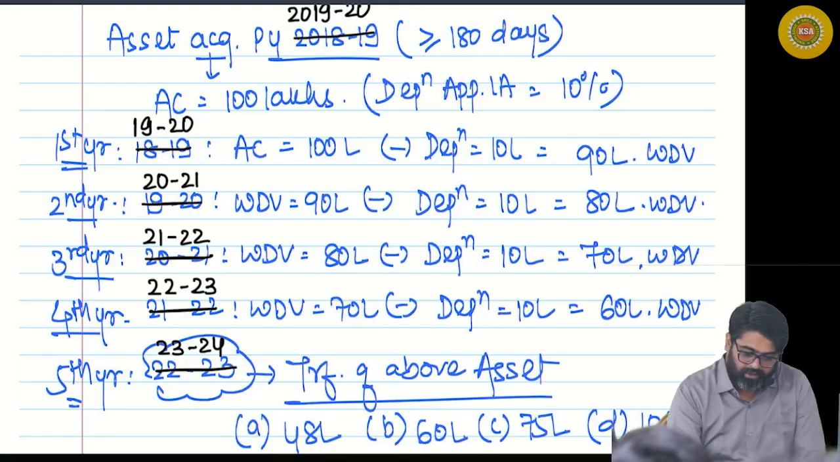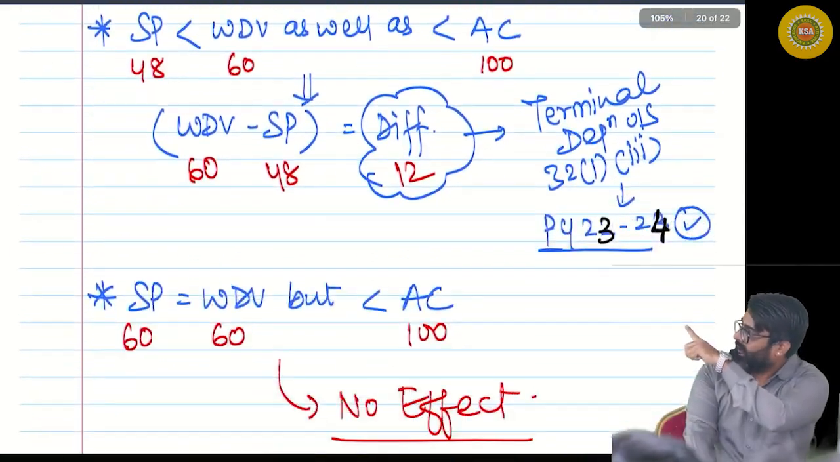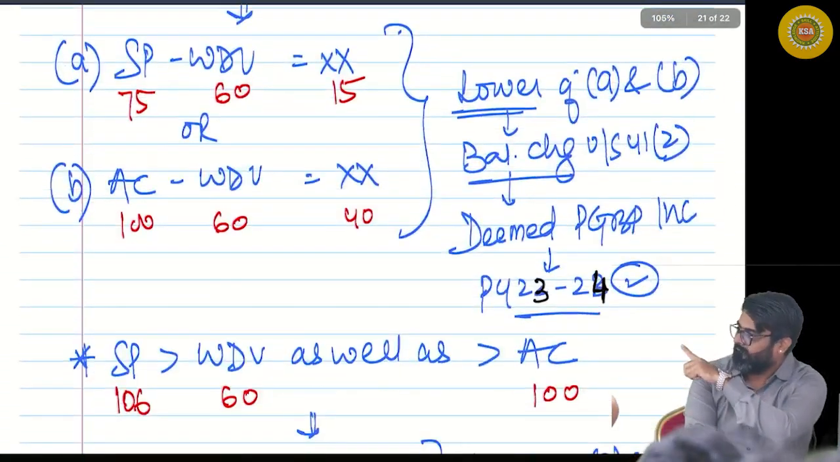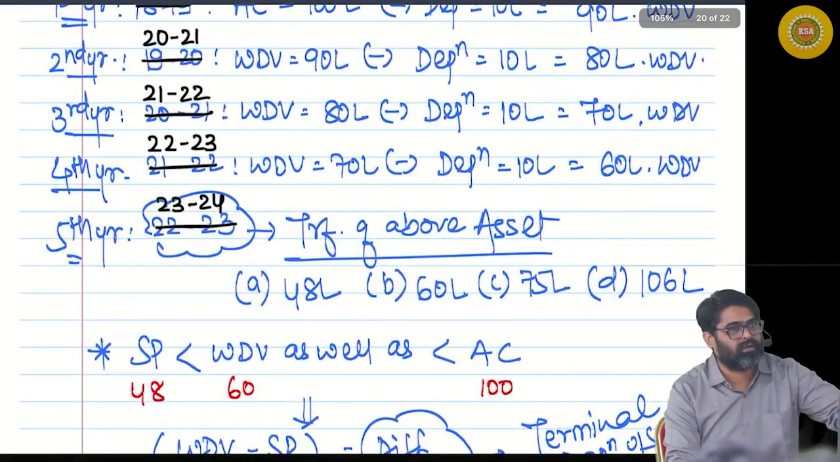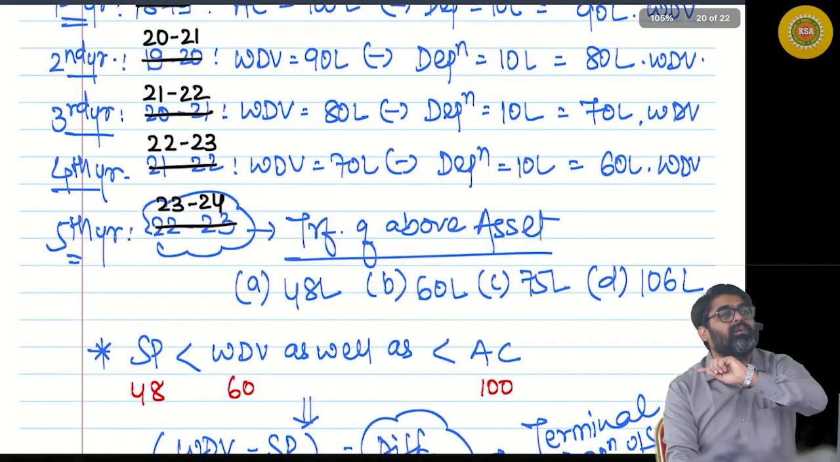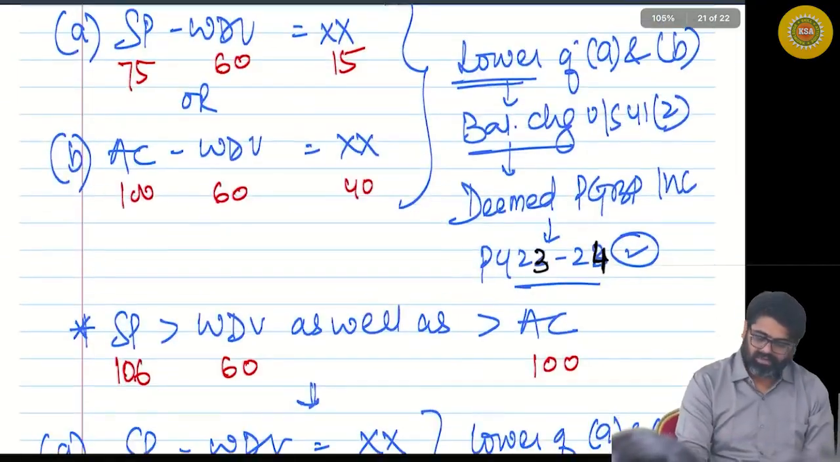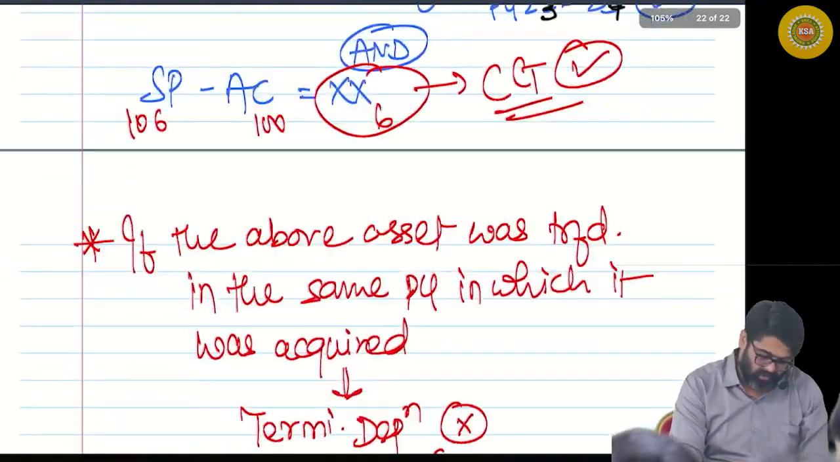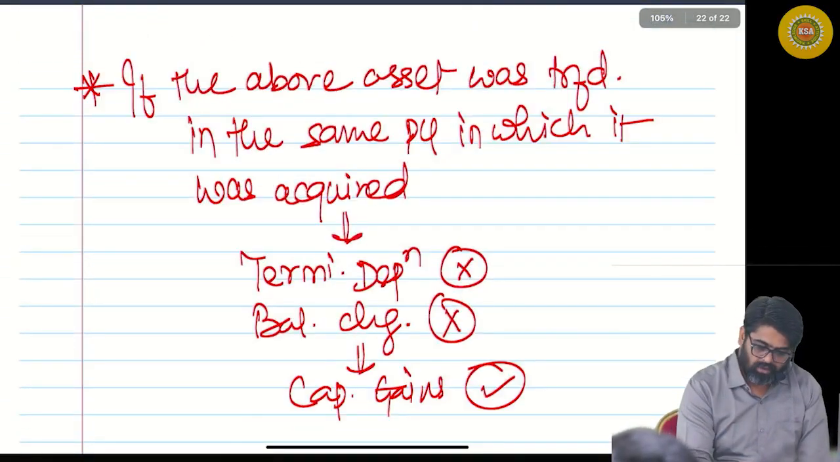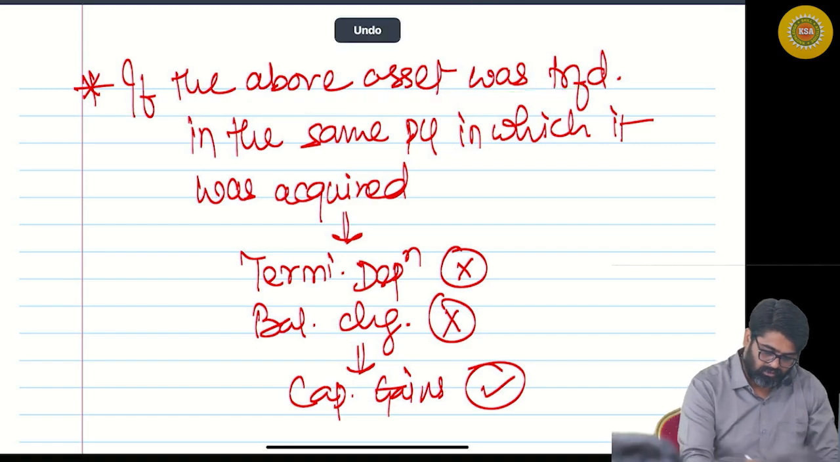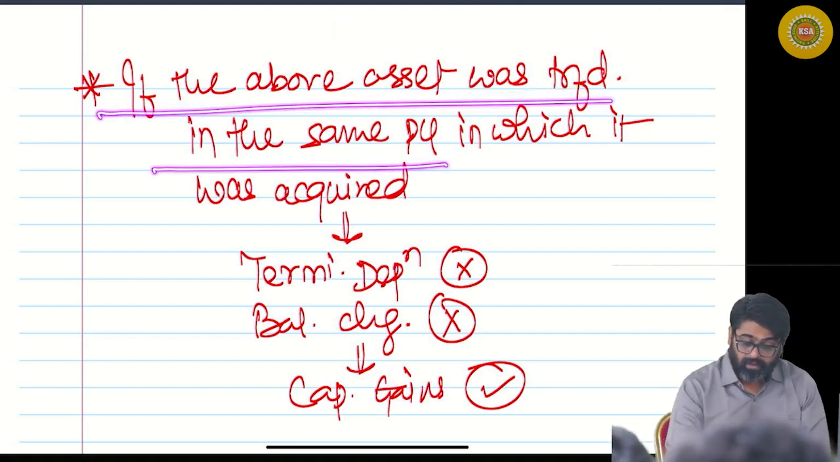Now see, this entire thing which I have given in my notes. Example I have already given, but the years will be different because the notes are from last year. I have not updated these notes, but you will get the entire idea. Don't worry. Now, the above asset was transferred in which year?